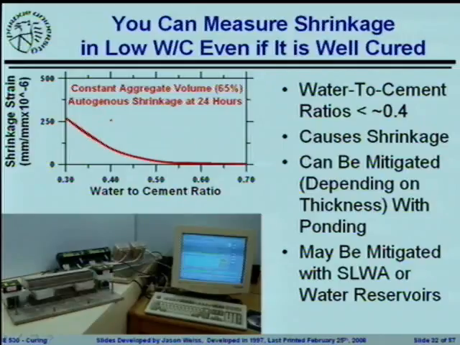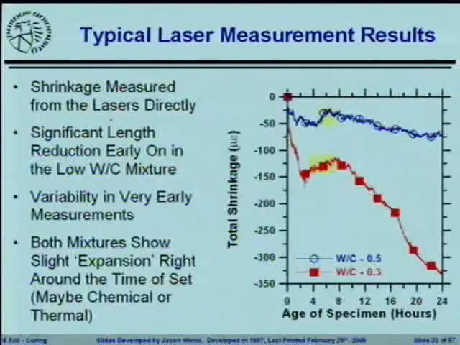You run out of water in the system, and it starts drying out internally. All right, so here are some typical measurements of this. These are non-contact laser measurements to measure that shrinkage. You can see when you have a high water to cement ratio, the volume stays relatively constant. 50 microstrain amongst friends is almost nothing.